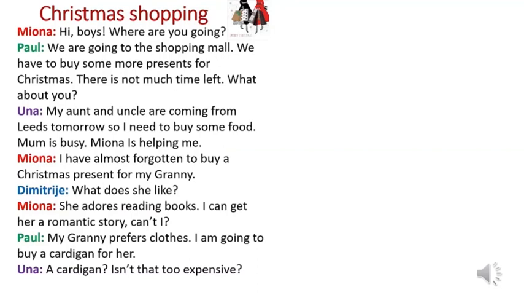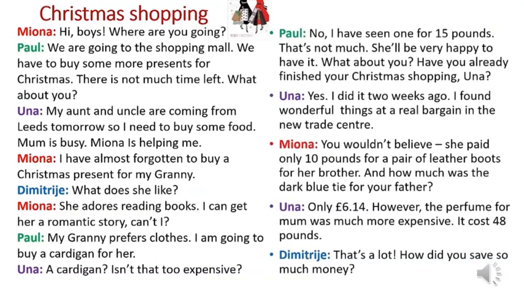What does she like? She adores reading books. I can get her a romantic story, can't I? My granny prefers clothes. I'm going to buy a cardigan for her. A cardigan? Isn't that too expensive? No, I have seen one for £15. That's not much. She'll be very happy to have it.